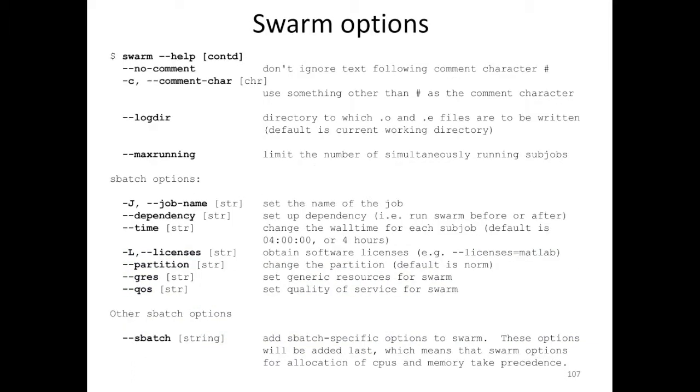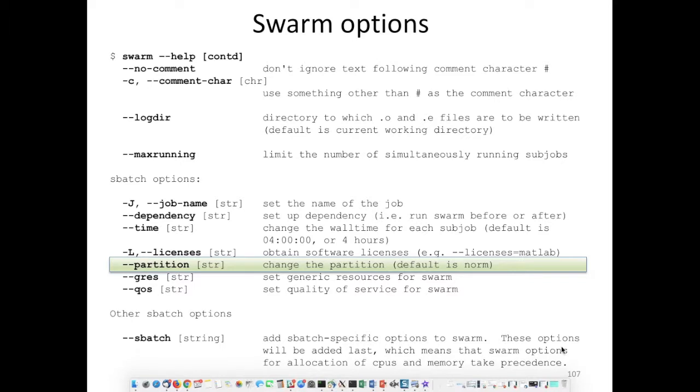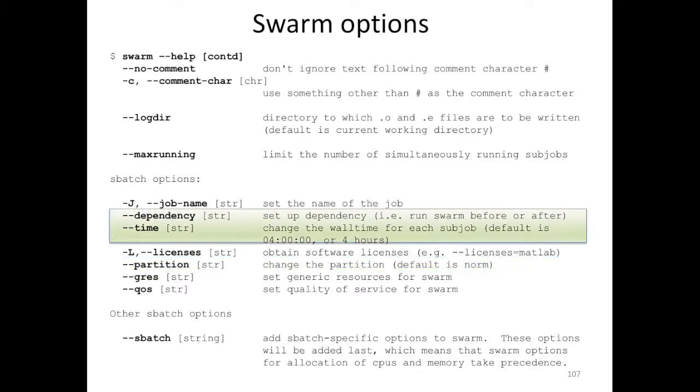There are some more options to Swarm. Let's just talk about a few of them. One of them is --partition, which means instead of submitting to the default norm partition, you can set it to submit to some other partition that you prefer. There's --dependency, which we haven't covered yet, but that's a matter of setting up a swarm to run before or after another specified job. So you might want that if you're running pipelines. And that's covered in more detail in a later video.